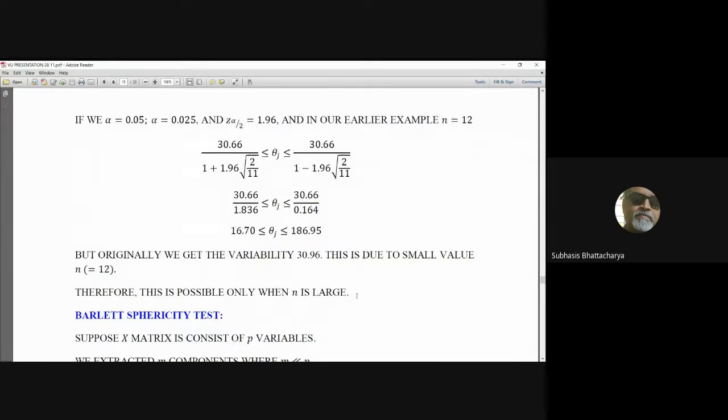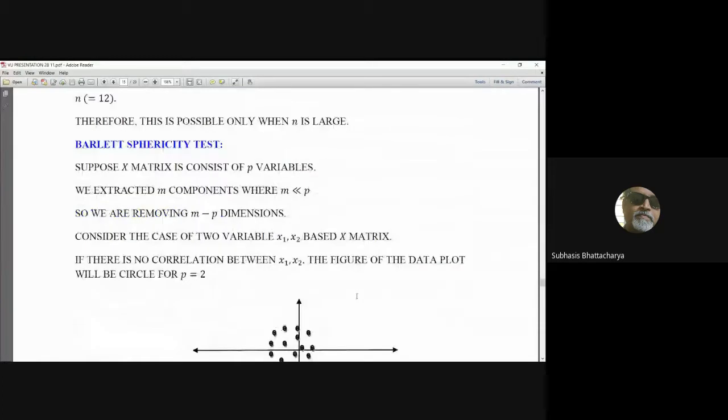Suppose a matrix consists of p number of variables, and you run the PCA. From the PCA, you get p number of new rotated components, and among them we found that m number of component dimensions are contributing with significant variability, where m is much less than p. So we are removing p minus m dimensions.